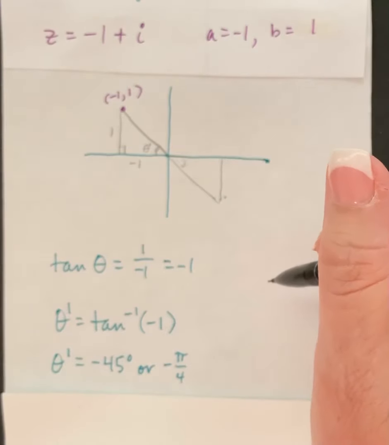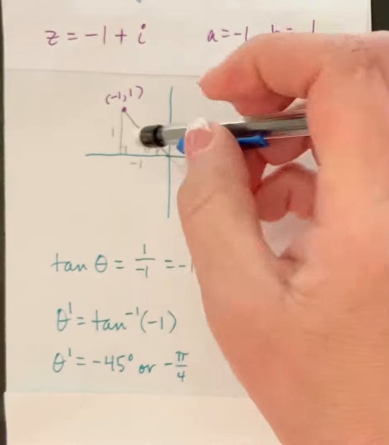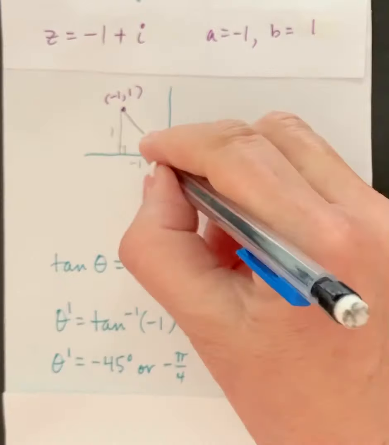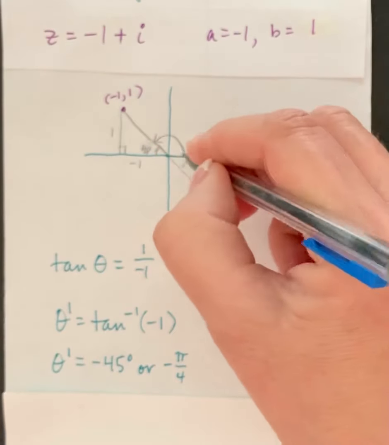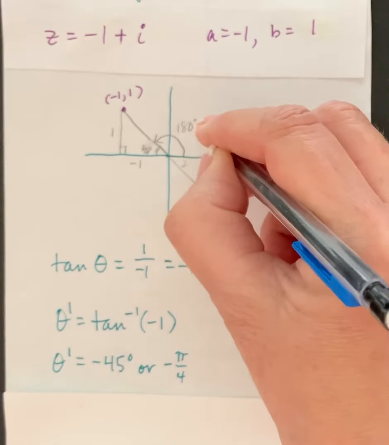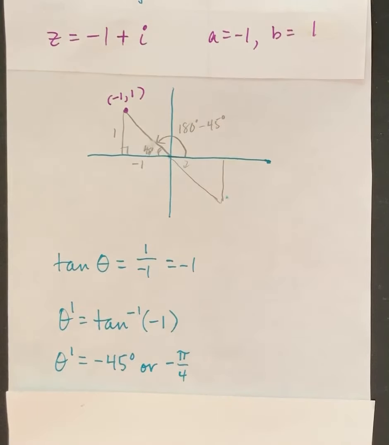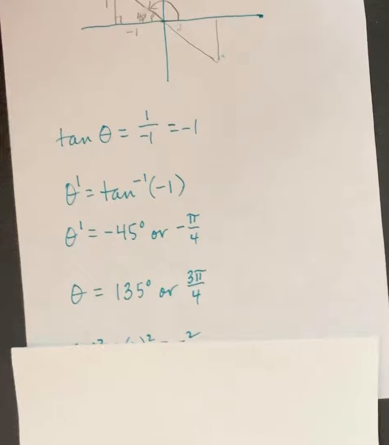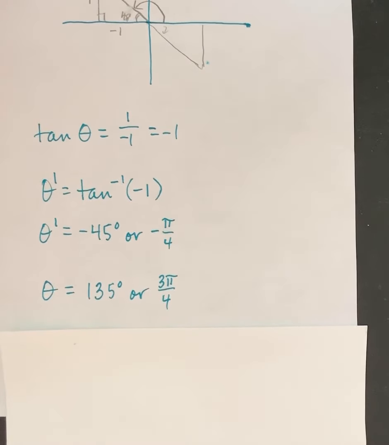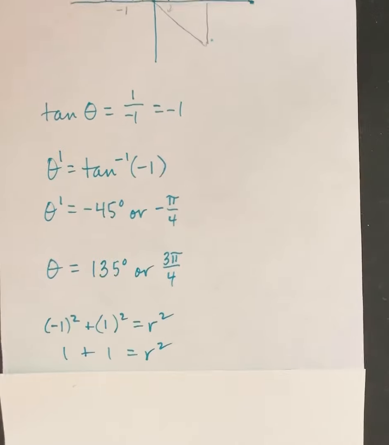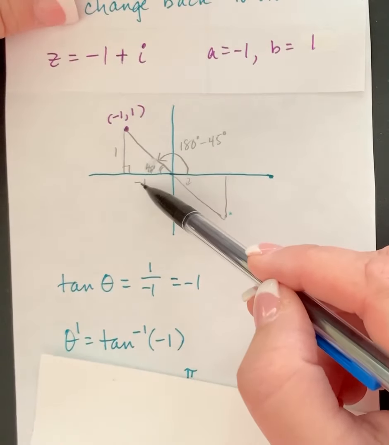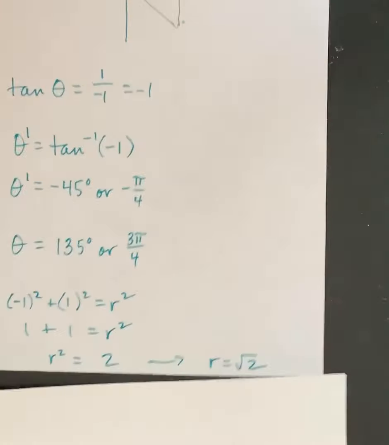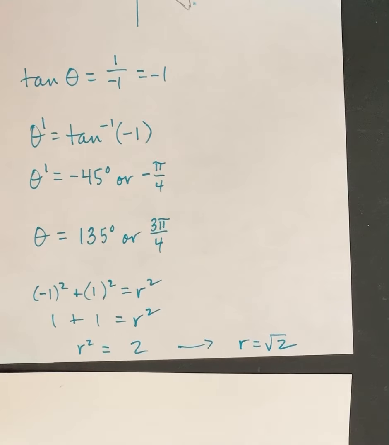Okay, so the reference angle is 45 degrees. That's how much this angle is inside the triangle, 45 degrees. So our argument is going to be this much here. So 180 minus 45 degrees. Okay, or if you're doing radians, pi minus pi/4. So we end up with our argument being 135 degrees, or 3pi/4 radians. And then here's how you figure out your r. Again, you can look at the triangle. (-1)^2 plus 1^2 will equal r^2. And r will work out to be the square root of 2.